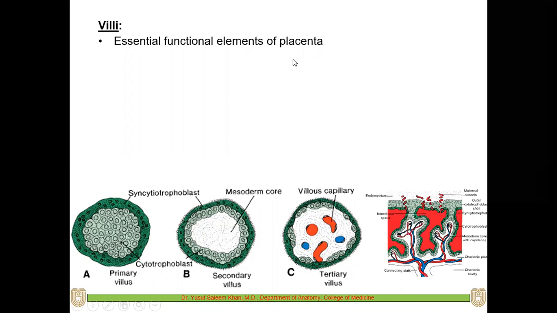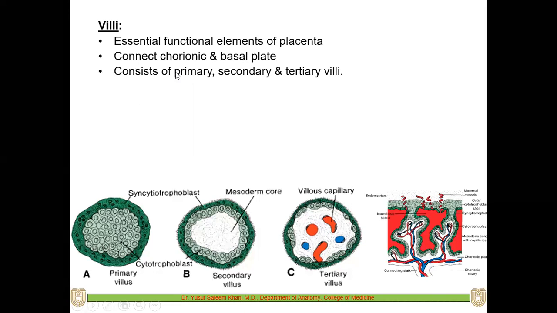These are the structures which are actually helping in the exchange of gases, nutrition, everything. So these villi are very important. Okay, so these are the villi. They connect the chorionic plate with the basal plate, as we have seen, the decidual plate. They consist of three types of villi.